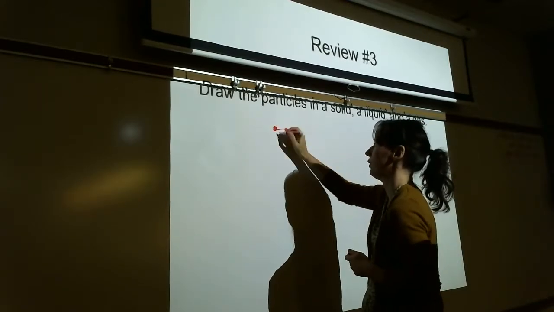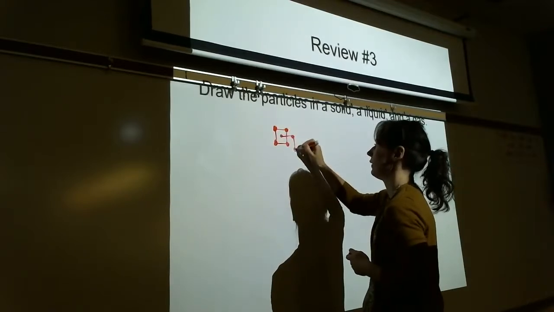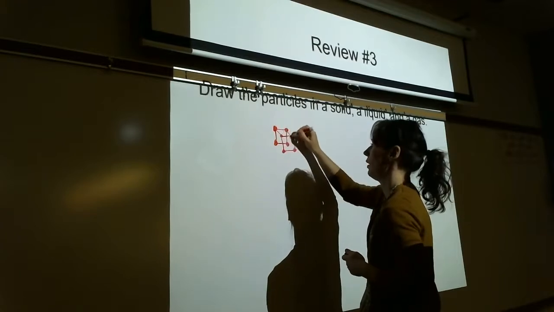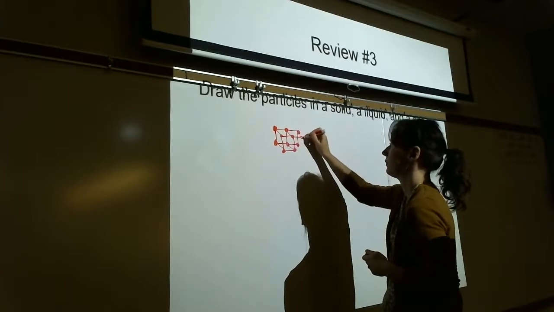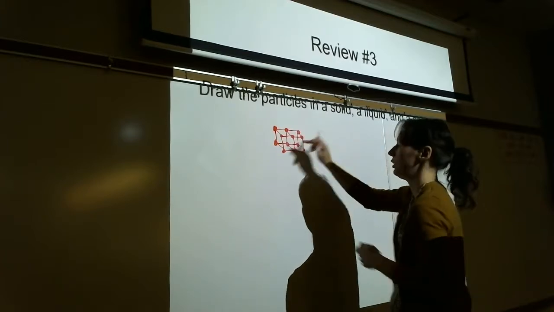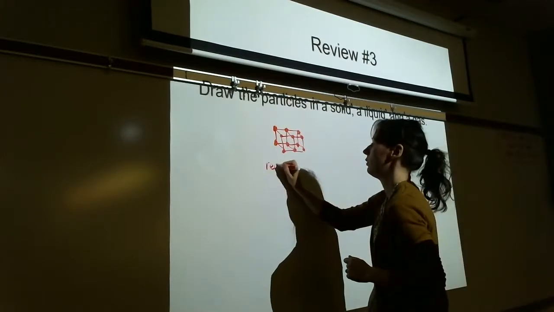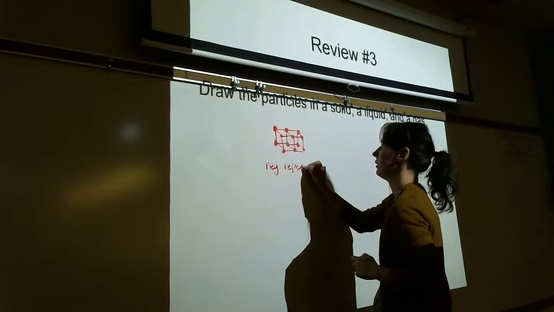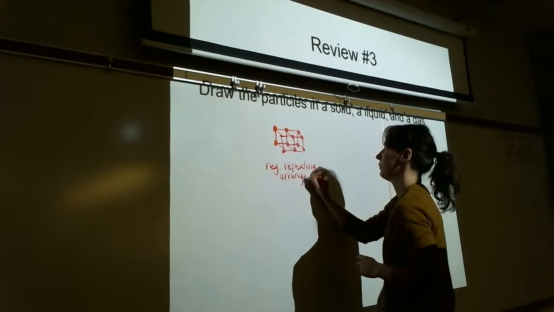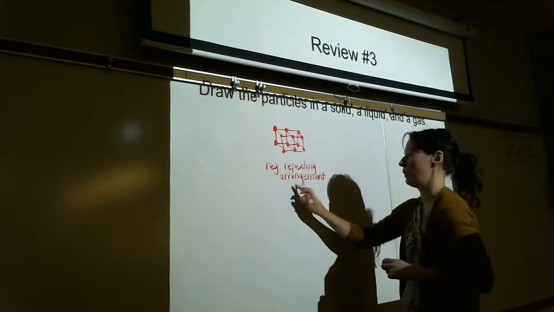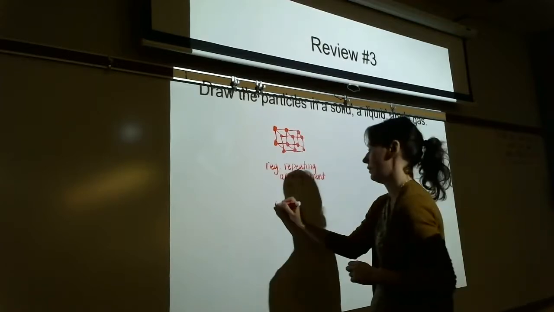So regular repeating arrangement. This is one way that I would accept it, right? If you drew it like this, there's one way to draw it. And you could draw several rows if you wanted to. But we have a regular repeating arrangement. Does anyone know what that's called? There's a special word. It's called the crystal lattice.